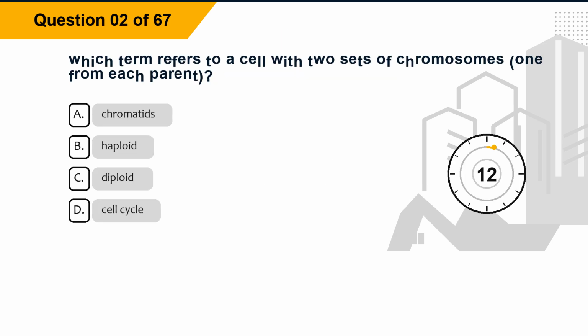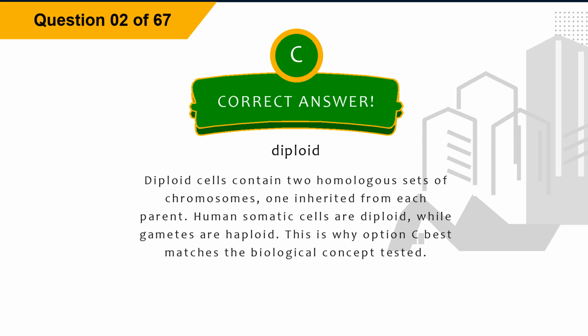Question 2. Which term refers to a cell with 2 sets of chromosomes, 1 from each parent? Option A, chromatids. Option B, haploid. Option C, diploid. Option D, cell cycle. The correct answer is option C, diploid. Explanation: Diploid cells contain 2 homologous sets of chromosomes, 1 inherited from each parent. Human somatic cells are diploid, while gametes are haploid. This is why option C best matches the biological concept tested.